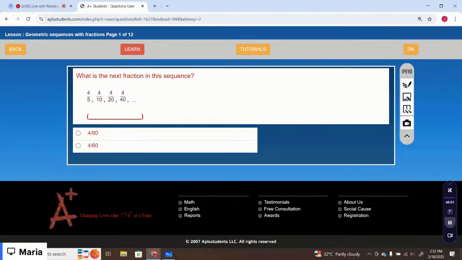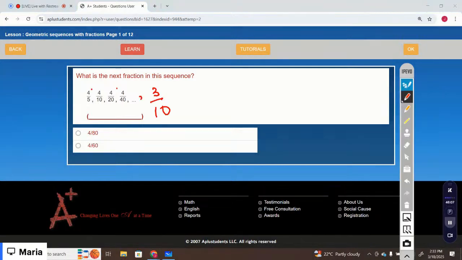That is 4 by 5, 4 by 10, 4 by 20, and 4 by 40. So you have to see now the fractions are increasing. They are geometric sequences, right? So 5 times 2 is 10, 10 times 2 is 20, 20 times 2 is 40. The next one is 40 times 2, that is 80.